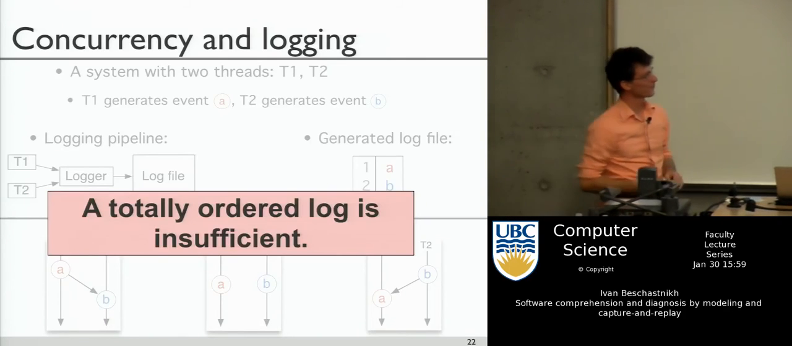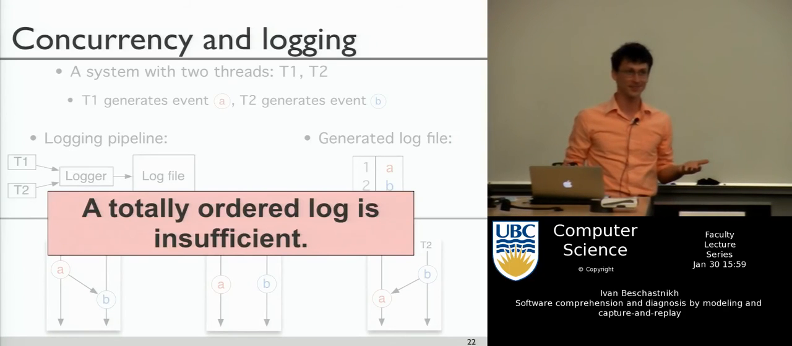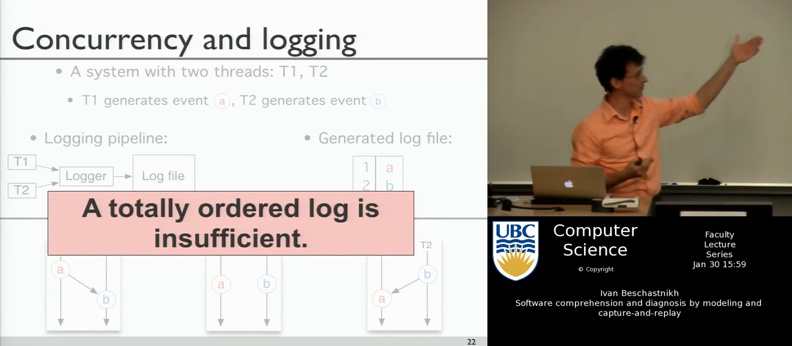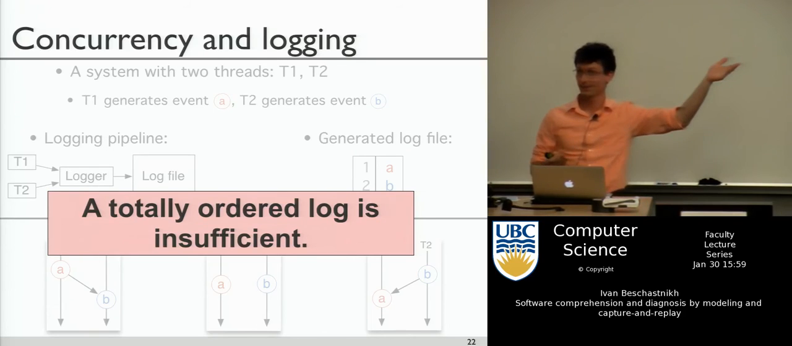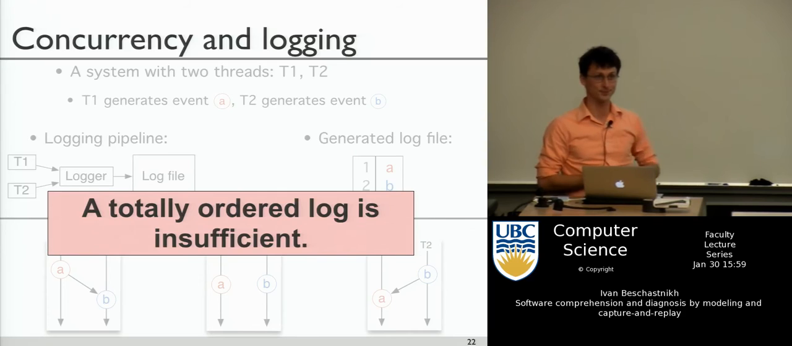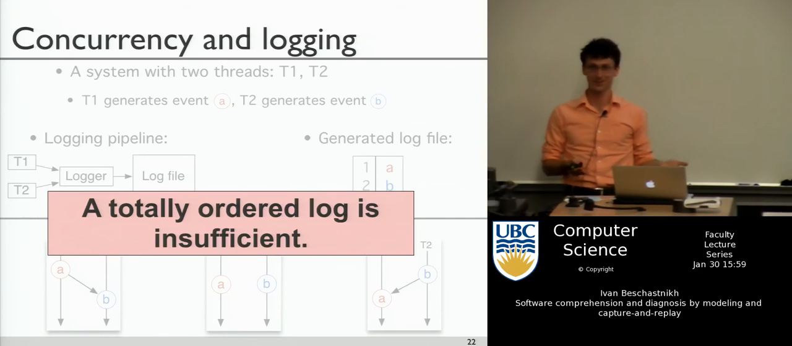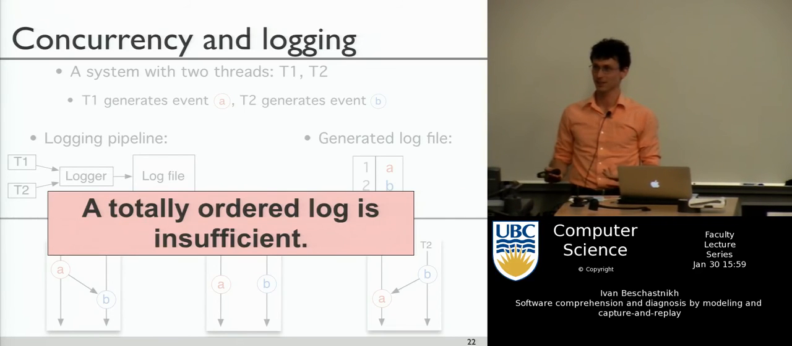Yeah, so the log is actually insufficient. You can't tell, right? Because it could be either the first one or the second one. It can't be the last one, because that would induce a flip. You would require a B before an A. So, this is why we don't like totally ordered logs in distributed systems, because you can't make sense of the relative order of events.